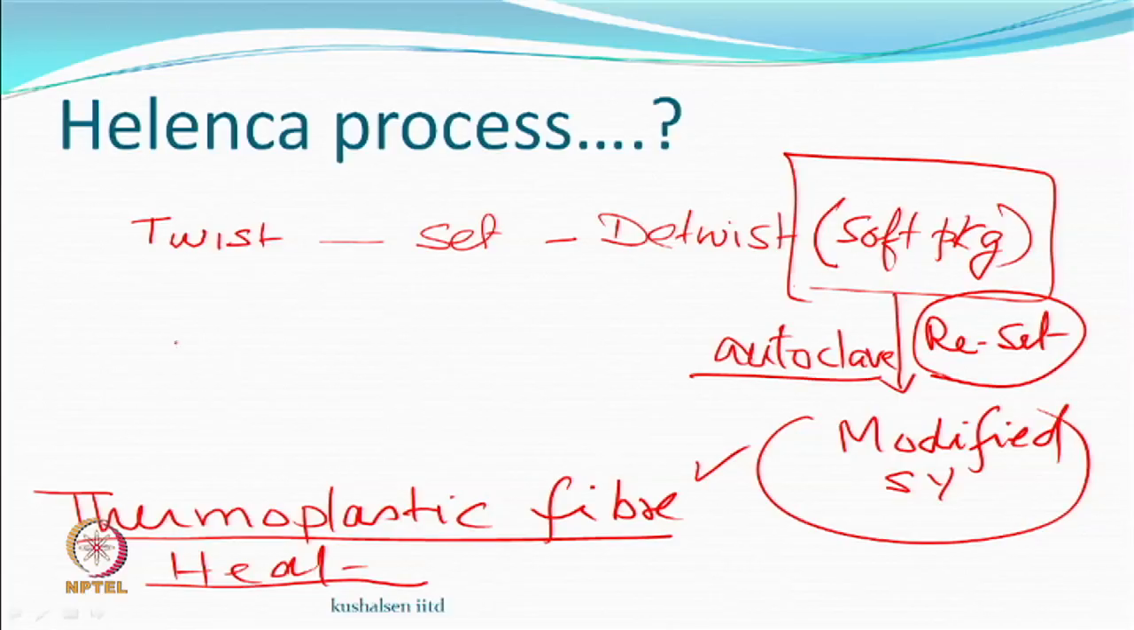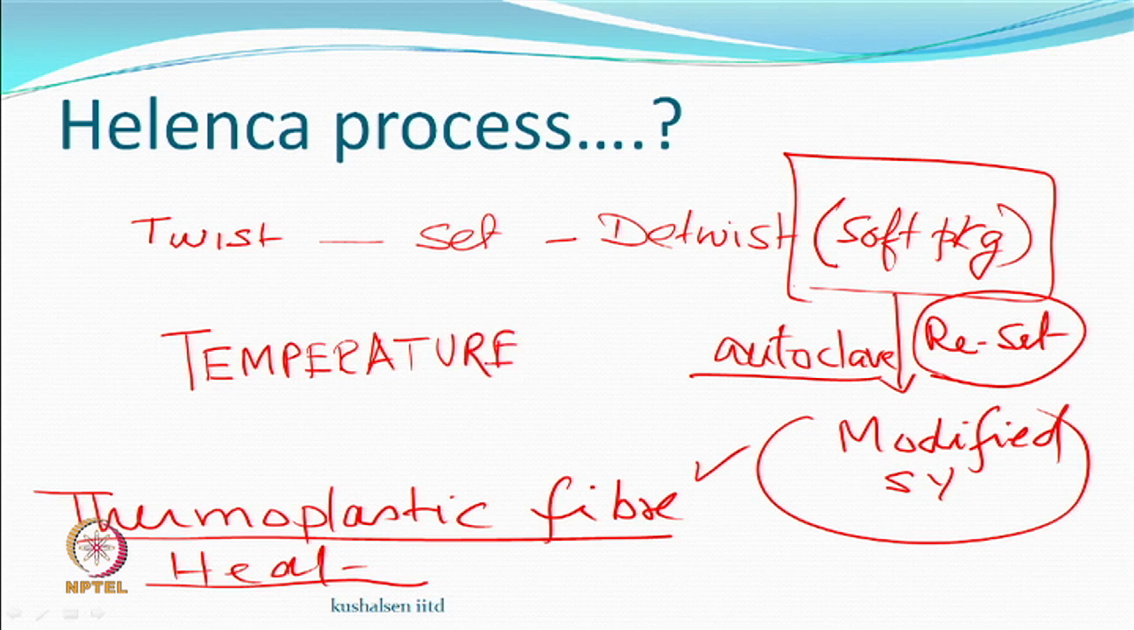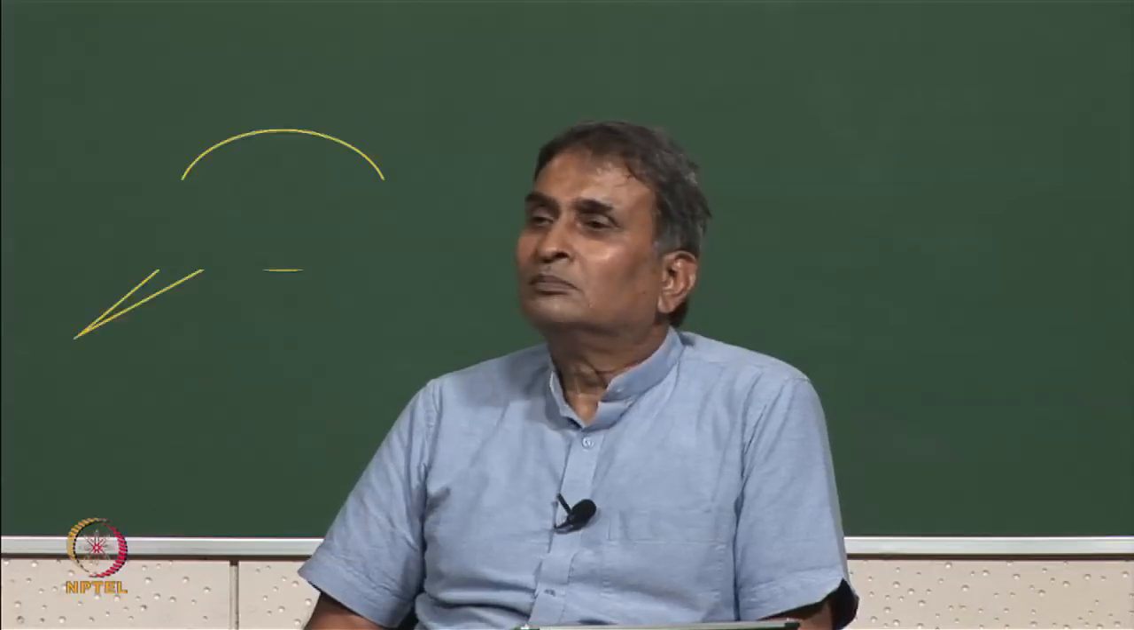Good. So, one part that he just said is that the temperature could be different. The temperature of resetting could be different. So, should it be high or should it be low? Low. That means the second heating cycle would have a lower temperature than the primary or the first heating cycle.